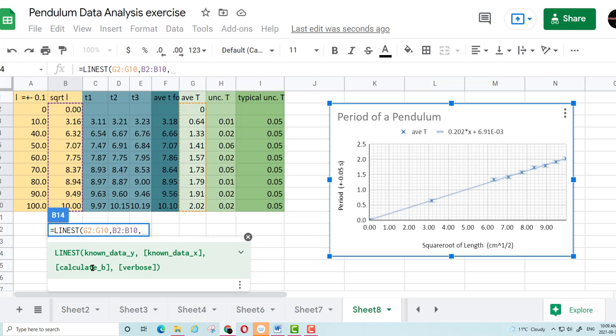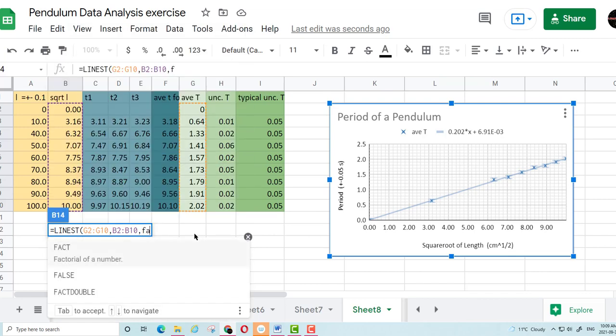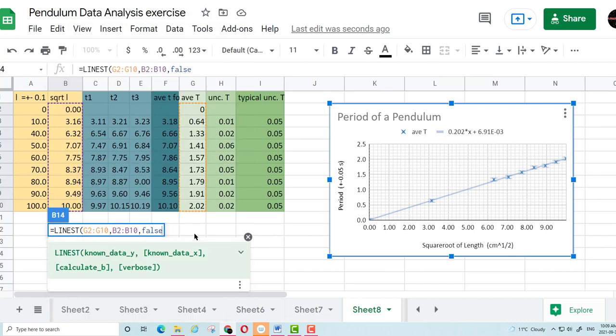Calculate b. Well, in this case here, I don't want to calculate b, because in a sense I've already done it. I know it's very close to the origin. I know it's supposed to go through the origin. So I'm going to write false here. And so it's going to force the line of best fit to go through the origin.